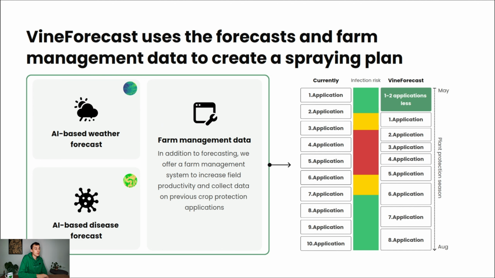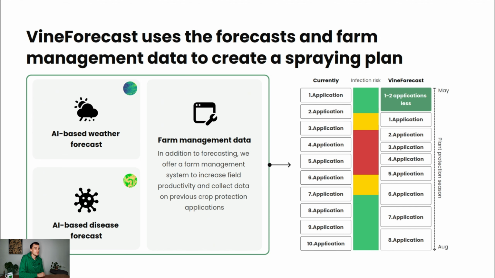The VineForecast algorithm, on the other hand, combines information about the weather, the infection risks, and new growth with data from the app's farm management functions, for example, primarily providing information about previous crop protection applications. Overall, this means that spraying intervals are extended in phases with low to no risk of infections, whereas shorter spray intervals are recommended in phases with a high risk of infection, as is the case in the example for application number 3 and application number 4.